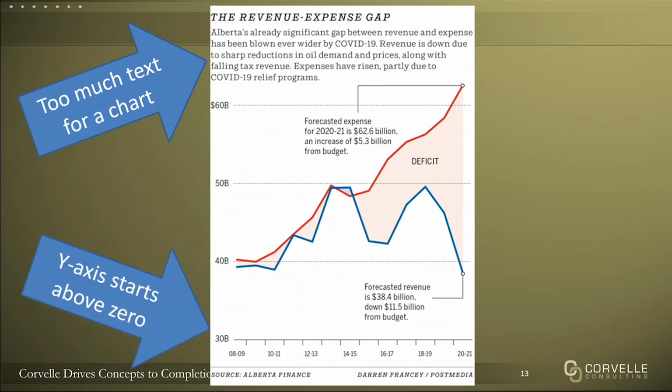The y-axis here starts well above 0. That often creates a misleading chart because it makes the values look bigger than they really are. In this case, the y-axis exaggerates the deficit. The x-axis numbers are ambiguous. The chart designer left off the 2 leading digits of the years.